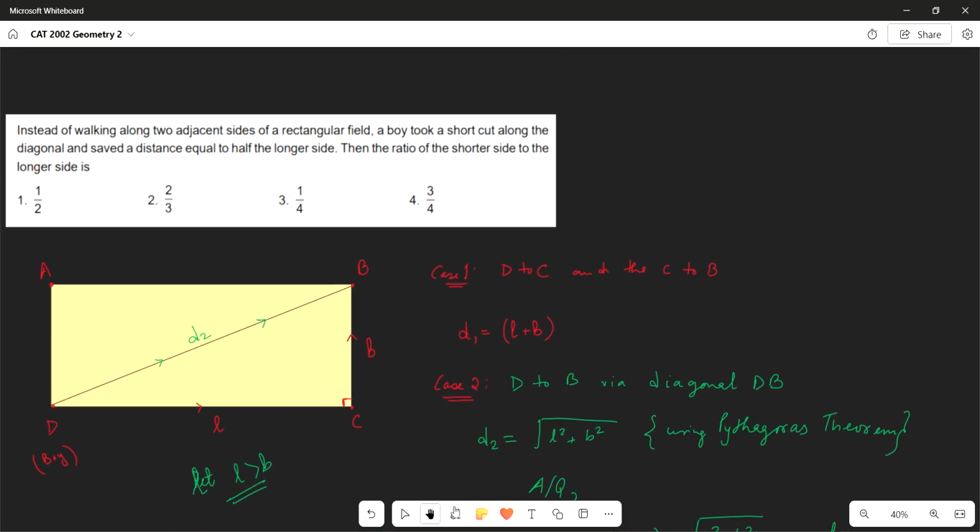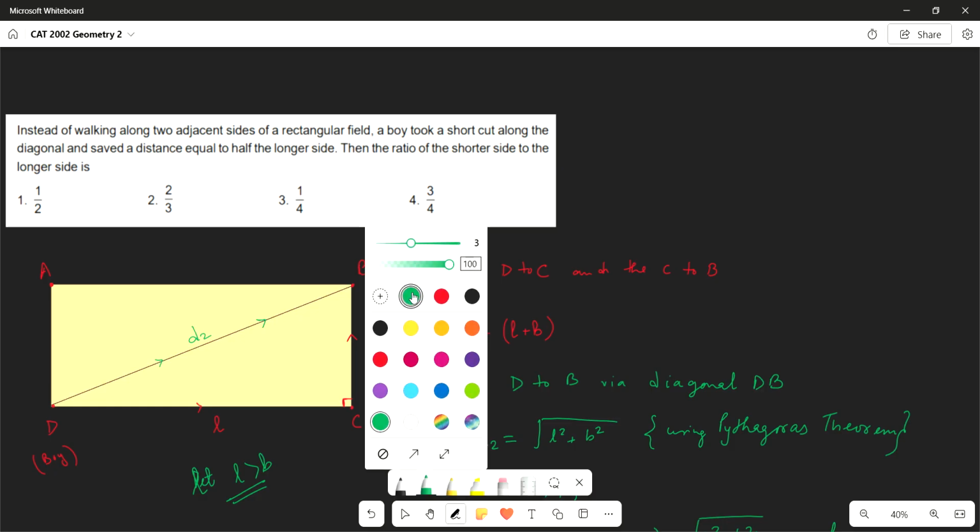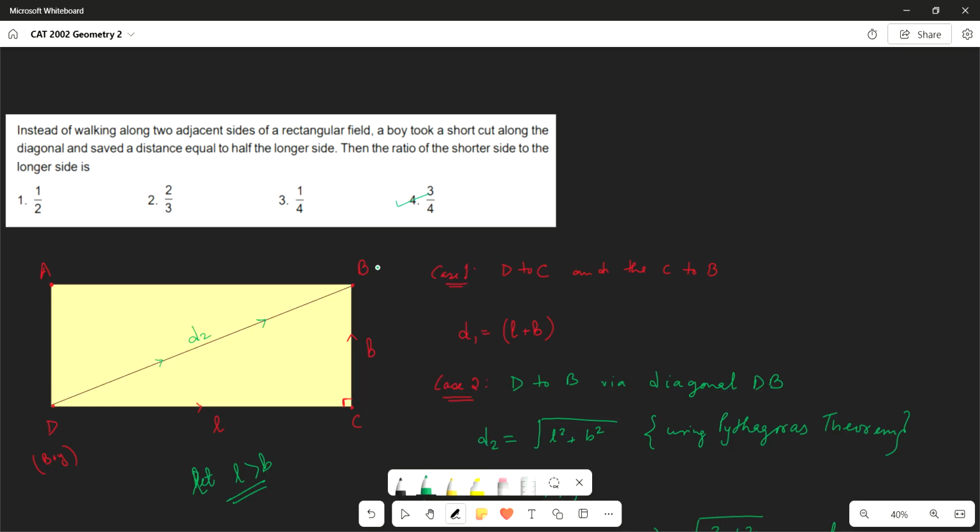Do we have any option? Yes, 3 by 4 is the correct answer. Very simple question.